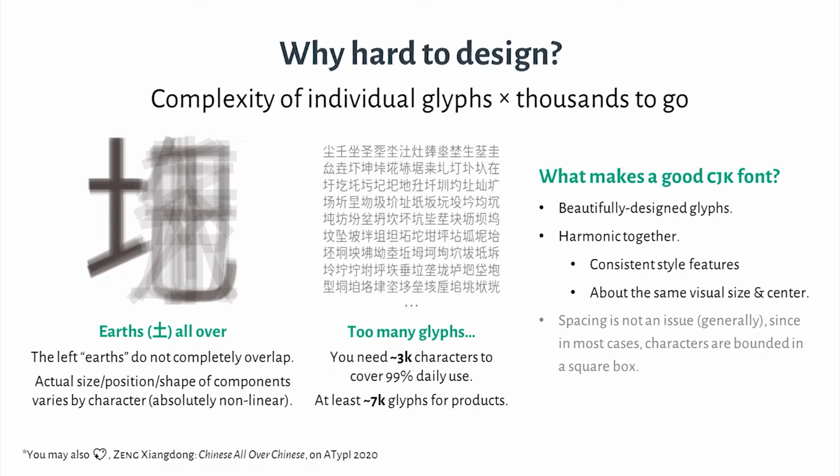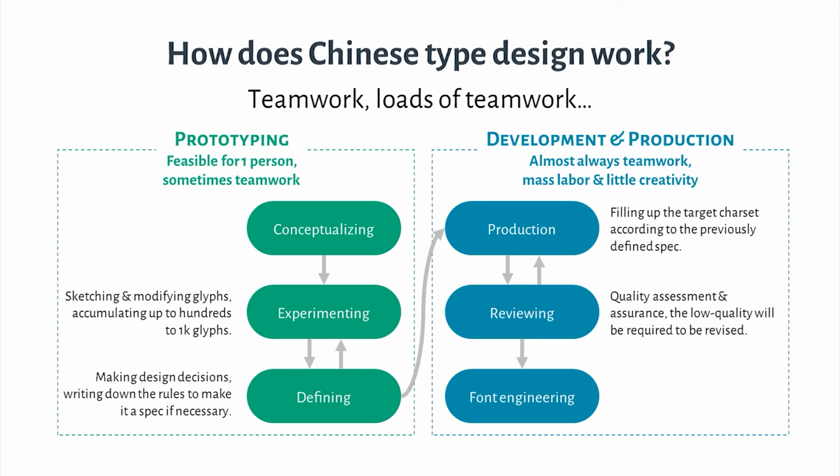It's basically an open set. Even though CJK type design is already physically hard to do, you have to make it perfect. Generally speaking, designing a good CJK font is all about making the glyphs look good and look good together. On the contrary, spacing isn't usually a big issue.